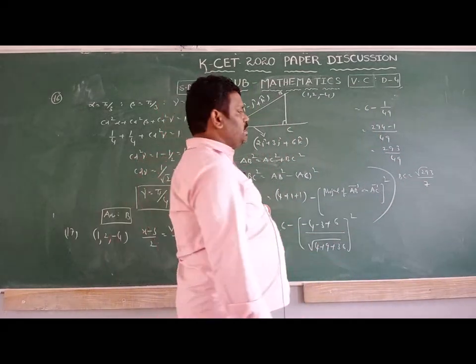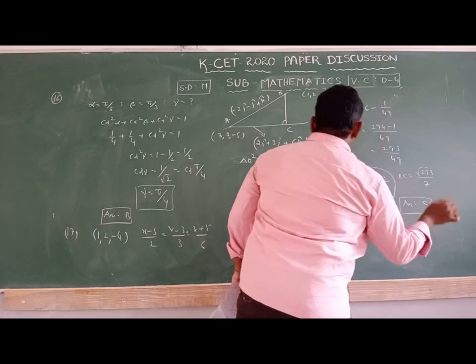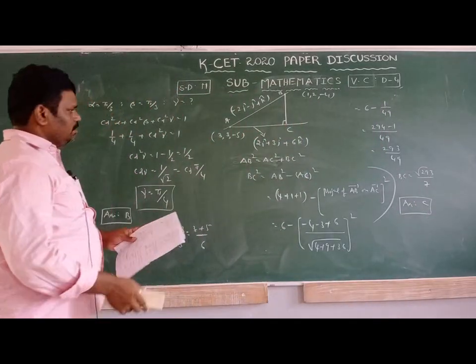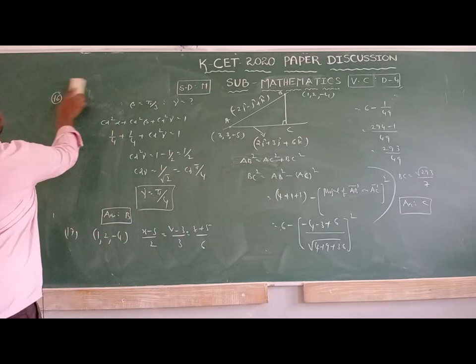So which option is correct here? Answer C is correct. Answer C is correct. Okay, some lengthy but important model, every year this type of model is given.